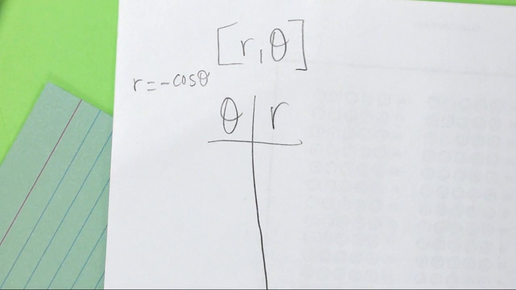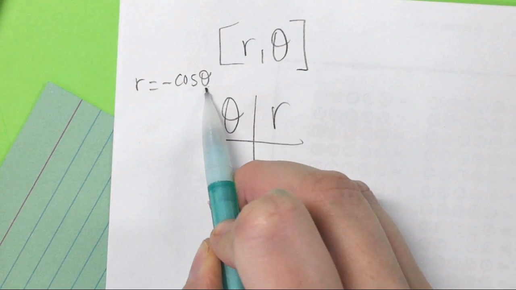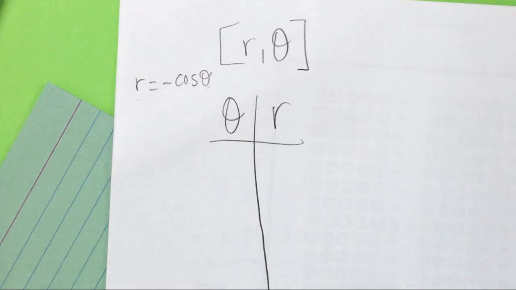Our independent variable is theta. The independent variable is the one that can stand by itself. The other one depends on that variable. So see how whatever you plug in for theta is going to affect what your r value is? Okay.